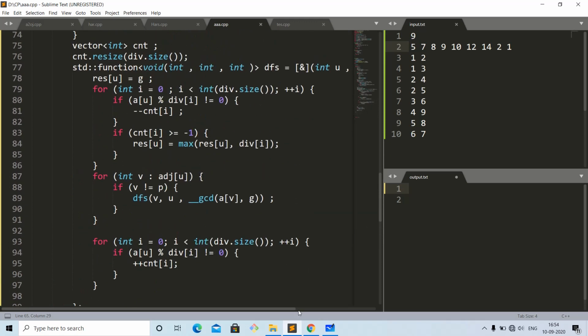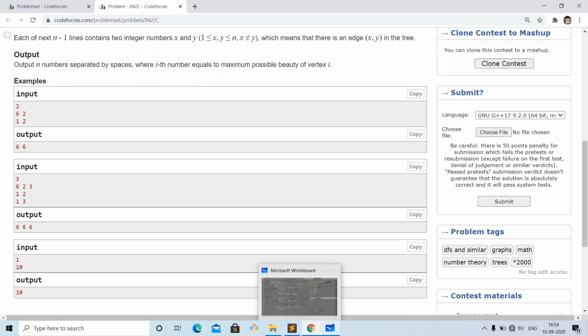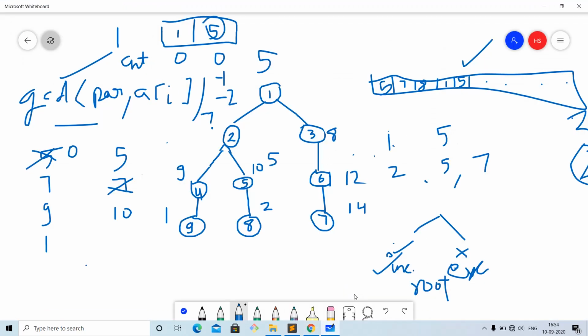That is, if I explain this through an example here, then just a minute, I should clear some space here.